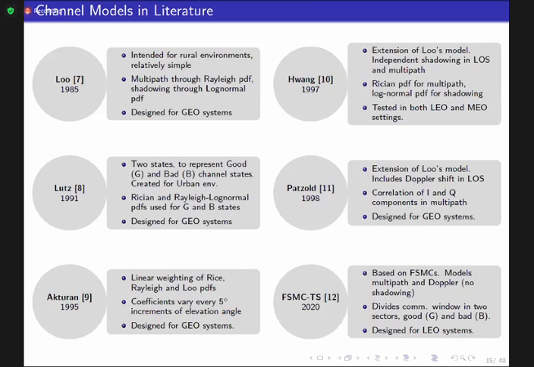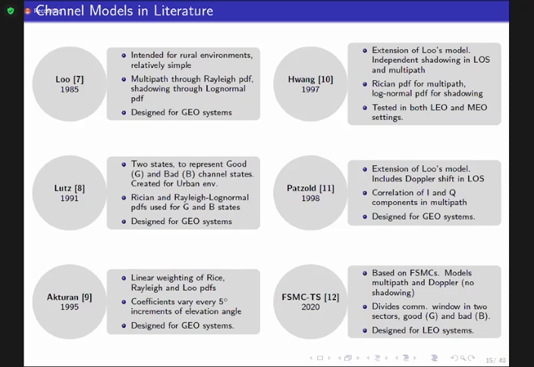Which, like we talked about earlier, are very different from LEO systems, right? Channel models start to evolve. You then get to the Lutz model. This has a very big difference. It is a 2-state model. It has a good and a bad state. This was devised with urban environments in mind, where you tend to have communications of uninterrupted, unobstructed windows of visibility, divided by large windows of obstructions, right?